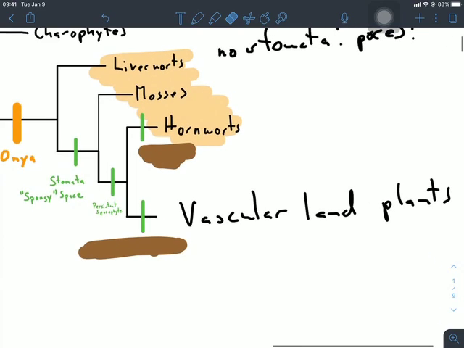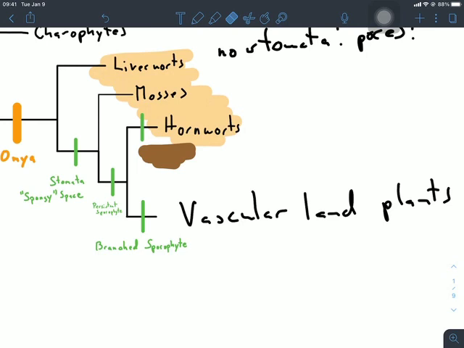However, liverworts, mosses, and hornworts all have unbranched sporophytes. We see the branched sporophyte being the trend leading to our vascular land plants.